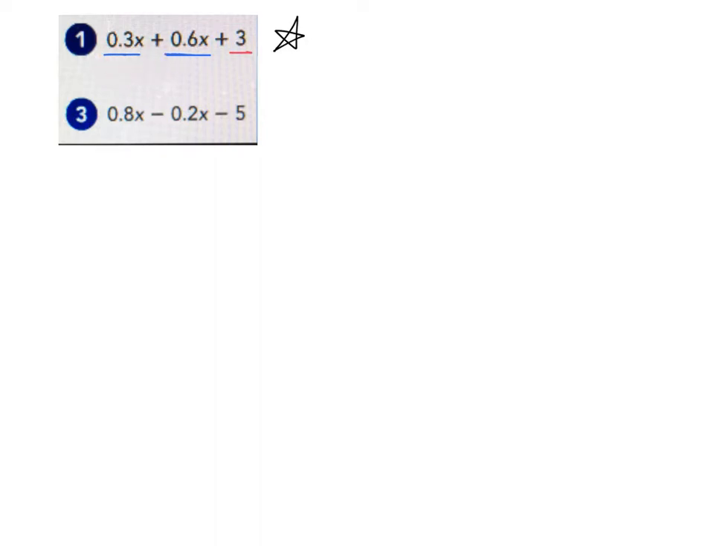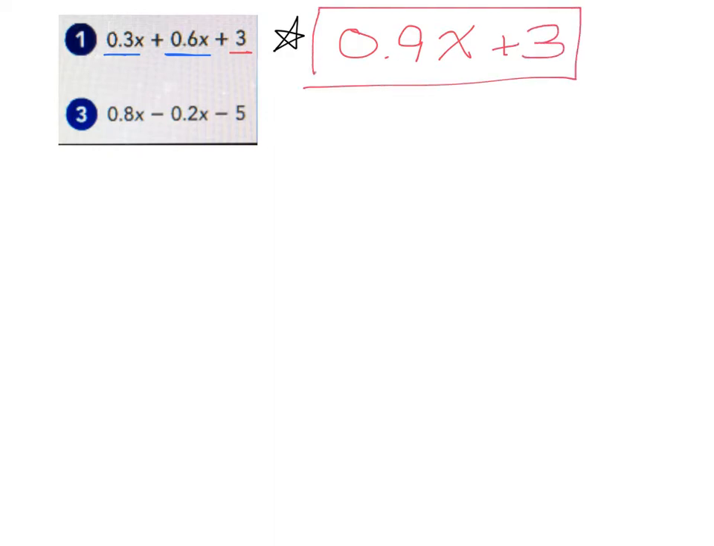So what we would do first is combine the two x's. So 0.3 plus 0.6. We combine those coefficients and we get 0.9x. Then we're just going to simply tack on the constant, or the 3. That would be your answer.